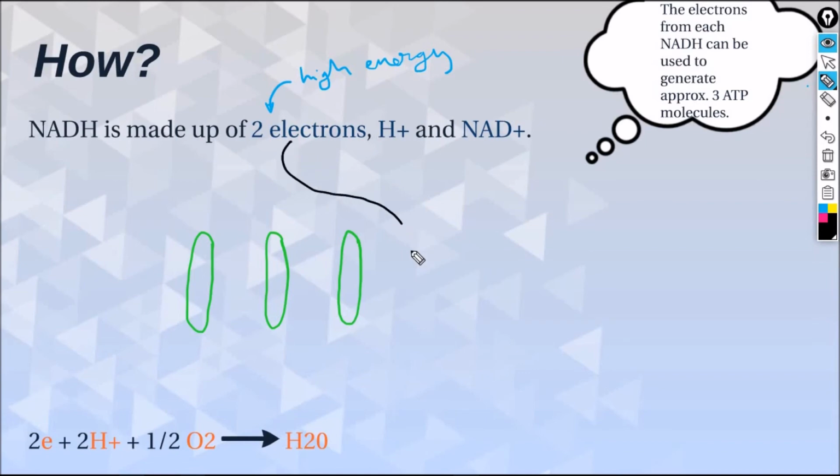So these 2 electrons are going to pass through these proteins, and there are many proteins in the inner mitochondrial membrane. There's complex 1, 2, 3, 4, coenzyme Q, cytochrome C, but you don't need to know them for the leaving cert, but they're there, and the electrons pass through these proteins, and as they pass through, they deposit some of their energy into the protein and then pass on to the next protein, where they deposit some more energy and pass on to the next one, and eventually get down here to a low energy state. So when they get down to here, they have low energy.